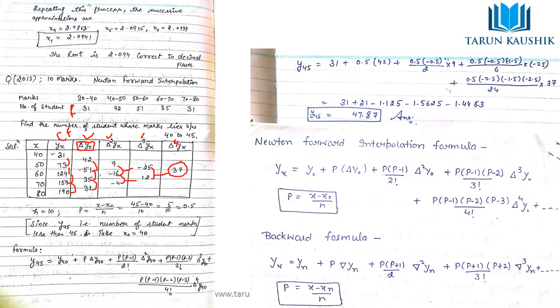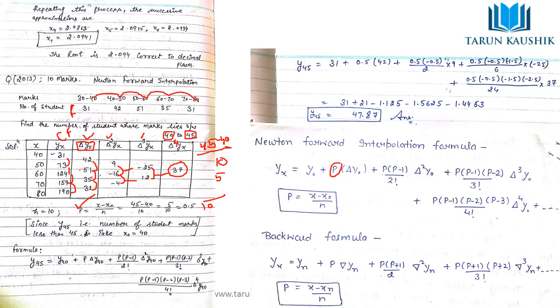Okay, so how many marks? Least marks are 40 and maximum marks are 45. So the difference between these two, 45 minus 40, divided by the gap of the marks. What I am taking, 40, 50, 60, 70 and 80, that is 10. So 45 minus 40 divided by 10, that is 5 by 10, that is 0.5. What is 0.5? That is P.